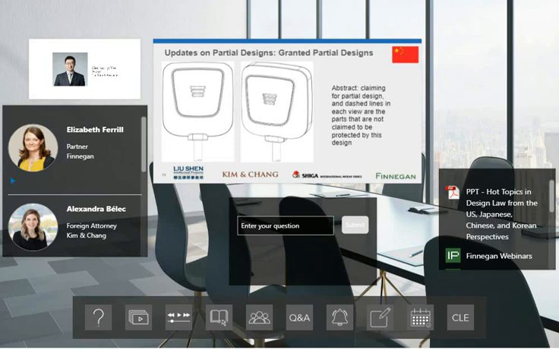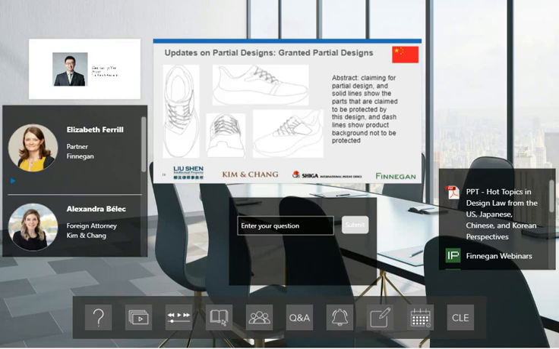So there should be an abstract in the design application to say whether those dashed lines or those solid lines, or this whole design application, are claiming for partial design. And it should be clearly described that in each view, the dashed lines are the parts that are not claimed to be protected by this design.